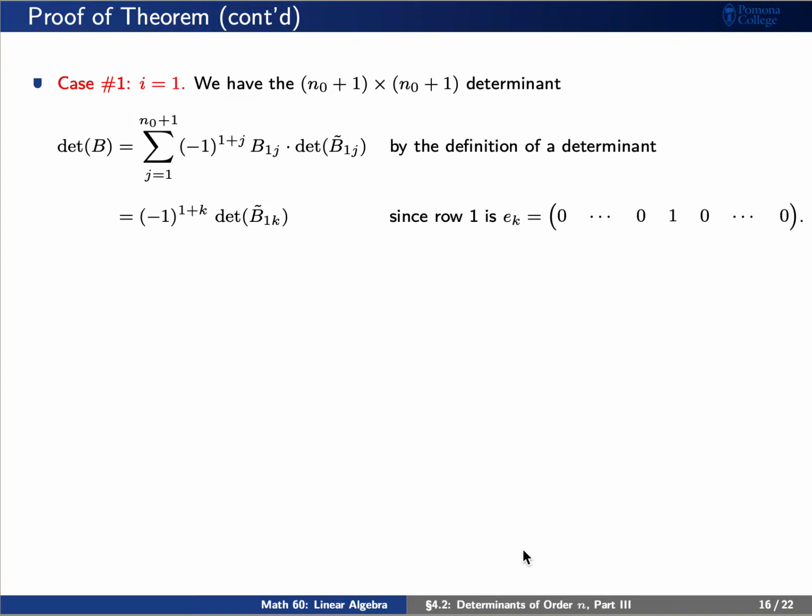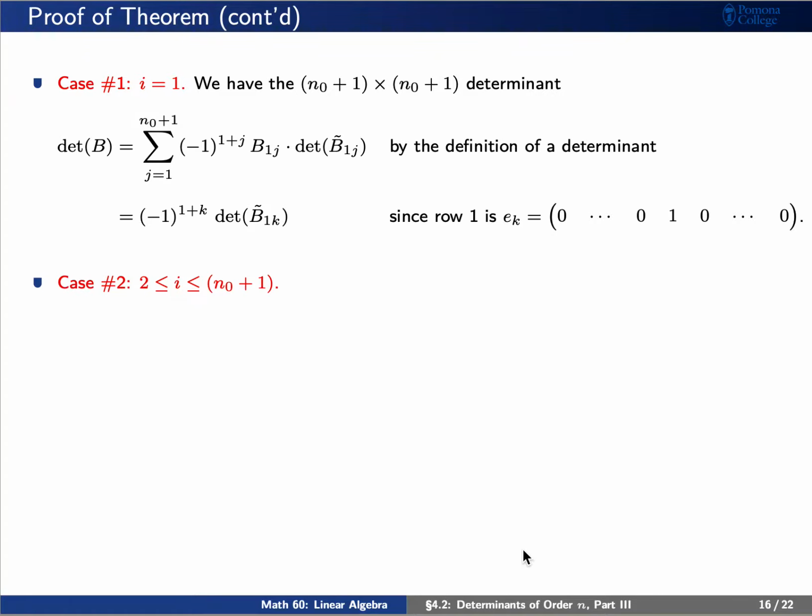Well, if j is to the left of k, we have all zeros. And if j is to the right of k, we have all zeros. We only have a non-zero entry, which it turns out is 1, when j equals k. So this explains the sum that we have on the screen.